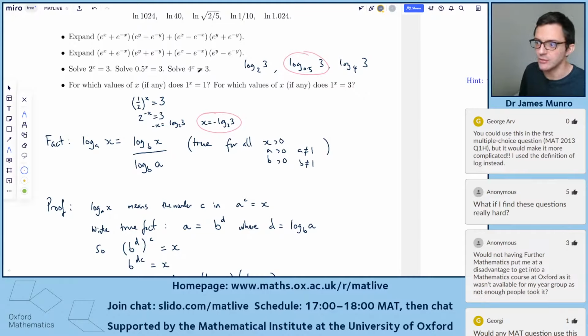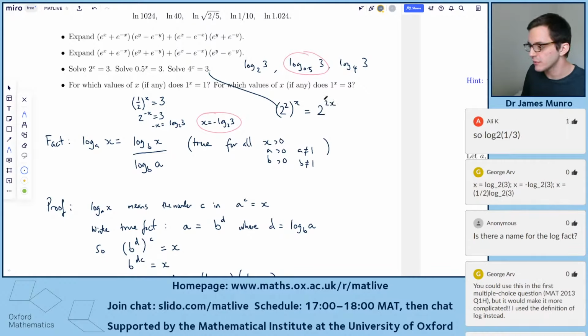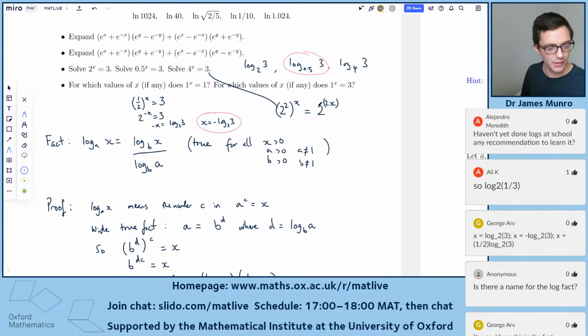Similarly, for this one, you could think of 4 as 2 squared, so you could think of this as 2 squared to the x. This is 2 to the 2x. And I want that to be equal to 3, so now I'm taking the log base 2 of 3, and that's 2 times x. So I'm going to get an extra 1/2. When I'm doing this algebra, I am doing essentially the same thing as this proof in special cases. I always find the special cases easier to work with.